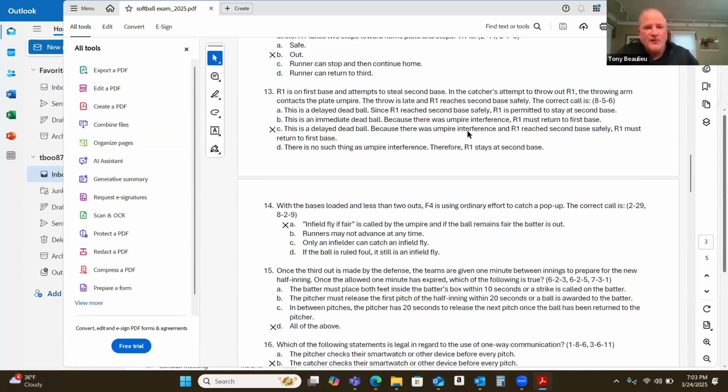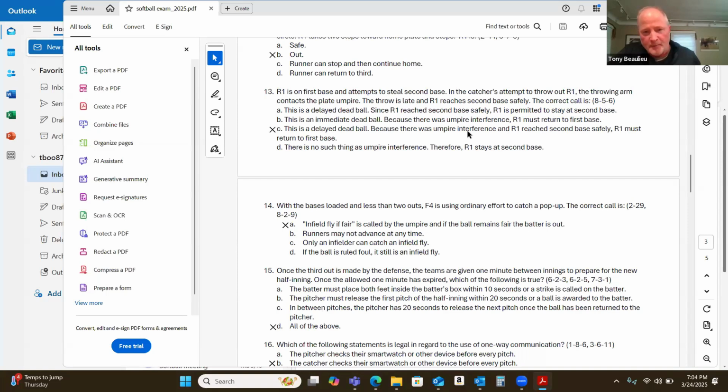All right. R1 is on first base and attempts to steal second base. In the catcher's attempt to throw out R1, the throwing arm contacts the plate umpire. The throw is late and R1 reaches second base safely. The correct call is it's a delayed dead ball because there was umpire interference. Yes, there is such a thing. And R1 reached second base safely. R1 must return to first base. That's pretty straightforward.